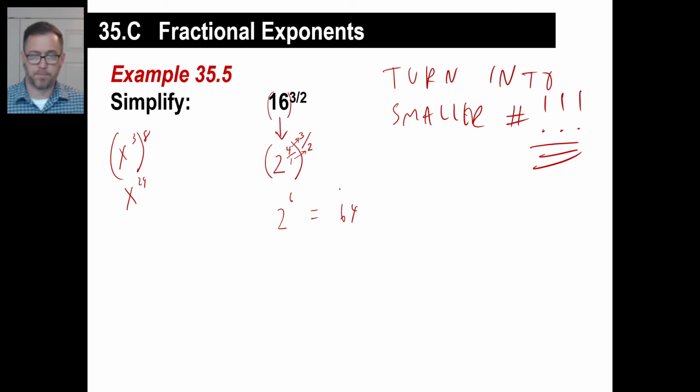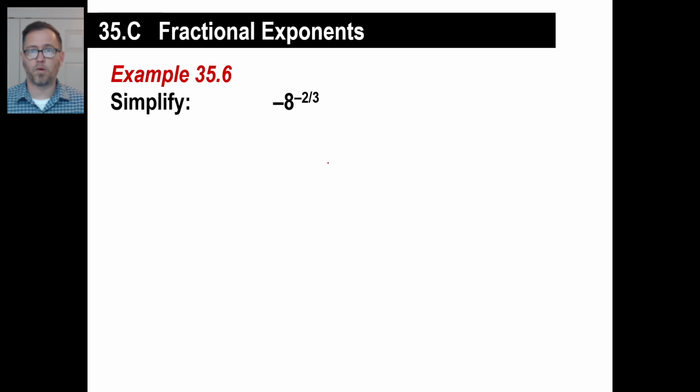All right, let's try another one. Oh, how horrible this thing looks. Look at that. That's trashy looking. All right, negative 8 to the negative 2/3 power. Well, let's put it over 1. Now let's chunk it down here. We get 1 over negative 8, keeping your negative 8 the way it is, to the positive 2/3 power. Okay, that okay?